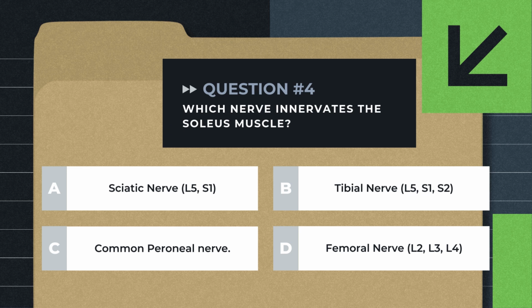Which nerve innervates the soleus muscle? A. Sciatic nerve, L5, S1. B. Tibial nerve, L5, S1, S2. C. Common peroneal nerve. D. Femoral nerve, L2, L3, L4.